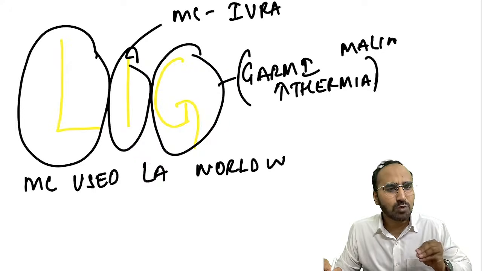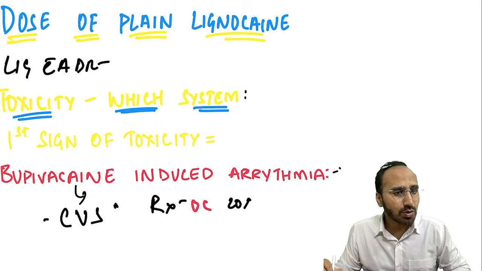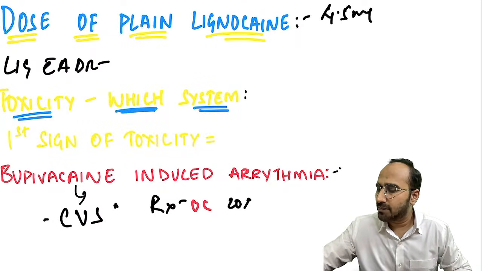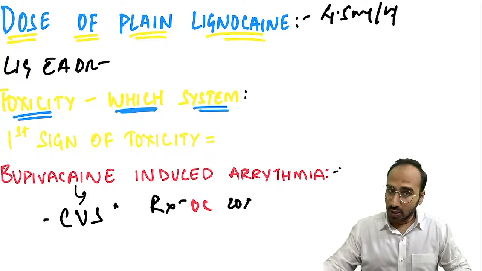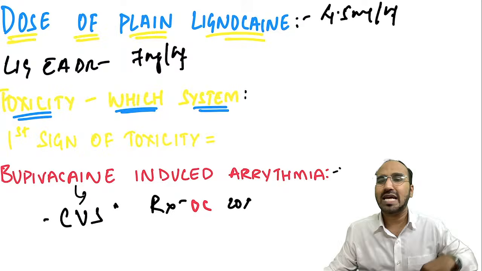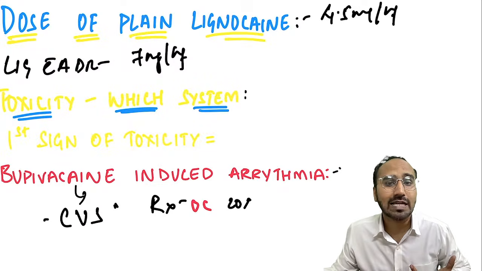Whenever you are giving this most common local anesthetic, lignocaine, remember in what dose should it be given? When you are giving plain lignocaine, it should be given at 4.5 mg per kg body weight. When you are giving lignocaine with adrenaline, it should be 7 mg per kg body weight. But if you exceed the dose, there are chances of toxicity. What toxicity will happen with lignocaine, guys?